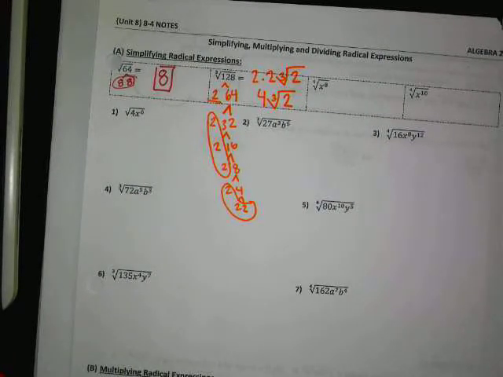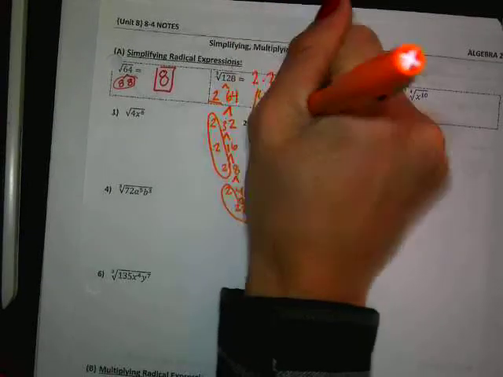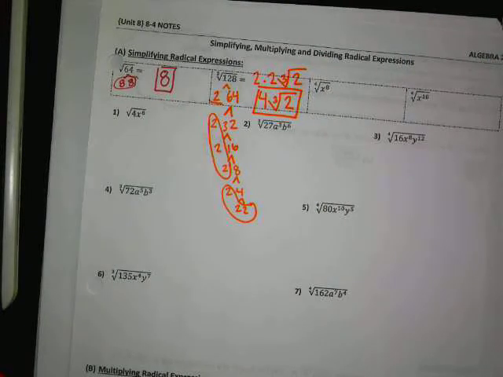All right, and so this is your answer, 4 cube root of 2.